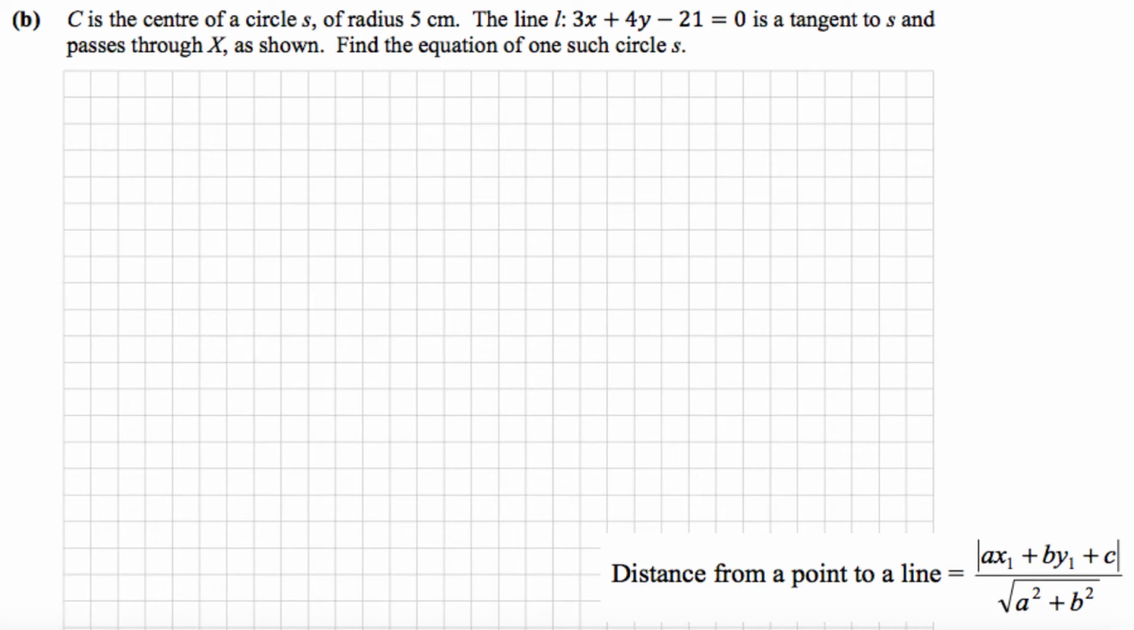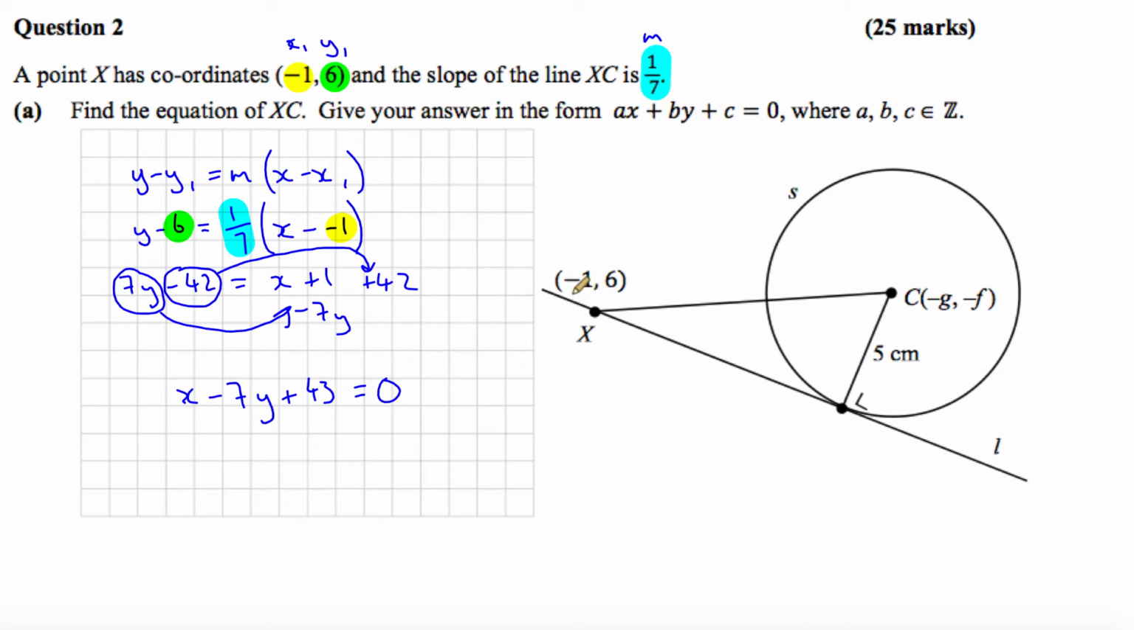So let's have a look at the diagram again. We have the line L going down here, and we know the equation of that line. And we know the radius of the circle. So if we're trying to find the equation of a circle, we need the radius and we need the center. So we can see here that the center is marked (-g, -f). So we're going to be looking for minus g and minus f. And we already know the radius.